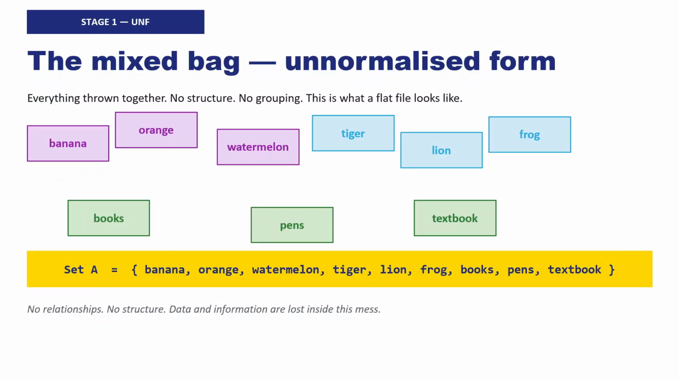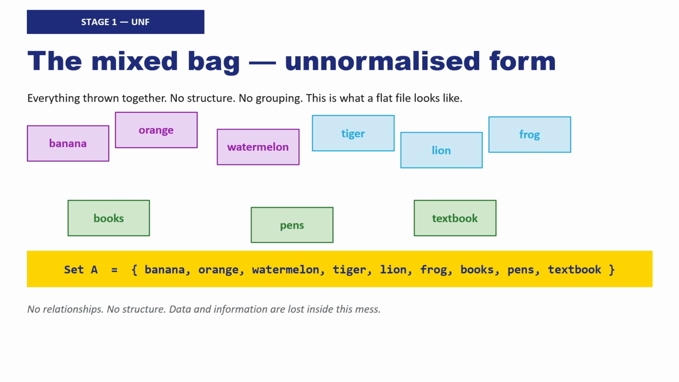All right. So now let's look at the big picture here. In this set here, we have oranges, banana, watermelon, tiger, lion, frog, books, pens, textbooks thrown into a big mixed bag, right? And you notice that this has no relationship. I mean, there's no structure. It's just data and information that is lost in this mess, right? Now, that is basically what it means to have a flat file.